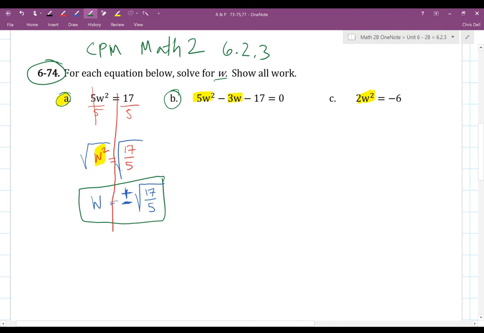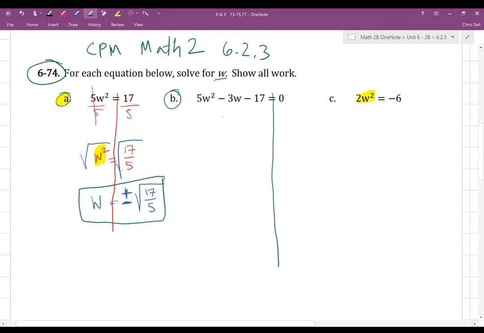Again, you could get an approximate answer for this if you'd like to do the math in your calculator. Now this one, like I said before, you've got both a squared and a linear W, just a W to the first. So with this, we can use the quadratic formula. Those are our choices.